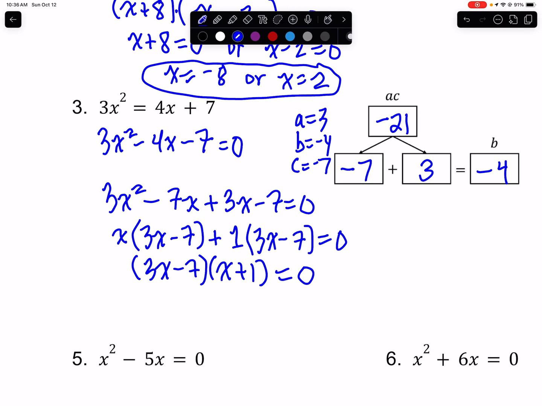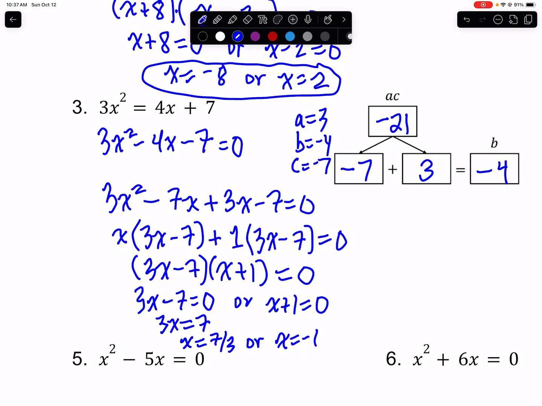Okay. And then we use the zero product rule, which says that if you have two things multiplied, one of them has to be 0 because this is equal to 0. That's the whole point we set it equal to 0, by the way, is so we can abuse that fact that when two things multiplied equals 0, one of them has to be 0. So I just set the insides equal to 0, and then I solve them individually, so 7/3 or -1.